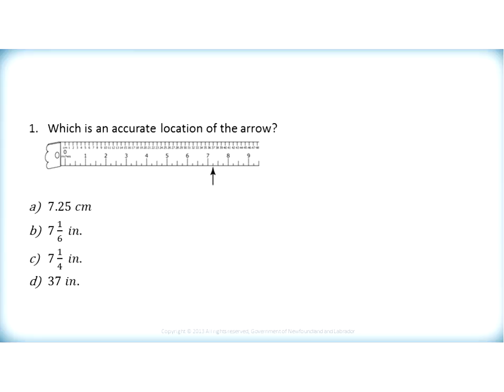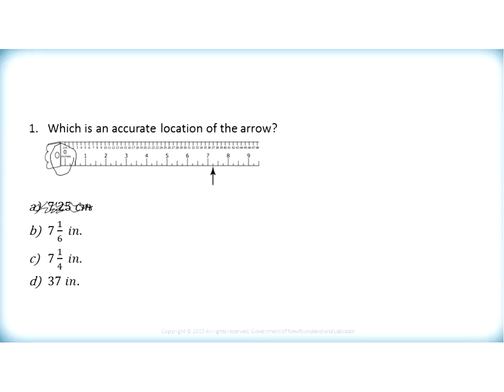What you may notice is that the ruler here has two sets of units. One is in centimeters and one is in inches over here. Our arrow is pointing to the bottom of the ruler, which would be our inches units. So that should automatically eliminate A as an answer, because A is in centimeters. So that's not going to work.